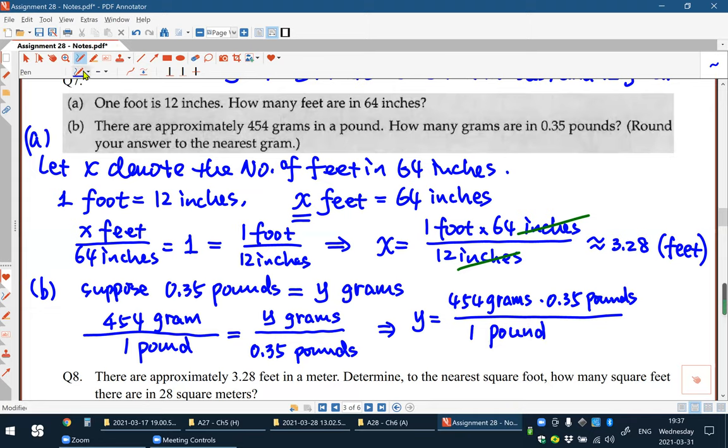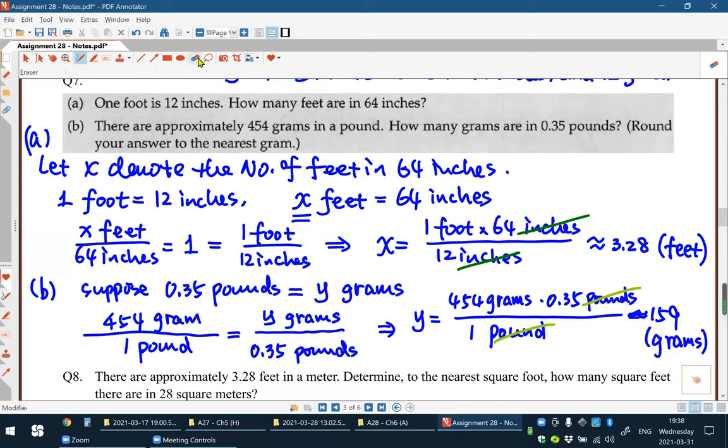All right, of course, here the pounds can be canceled with each other. What's left is only the unit of grams. So 454 times 0.35 is approximately... sorry, I made a mistake here. So let's finish this first. It's approximately 159 grams.